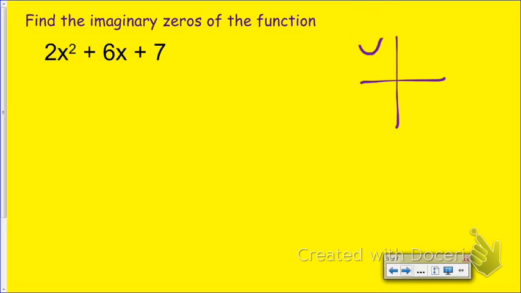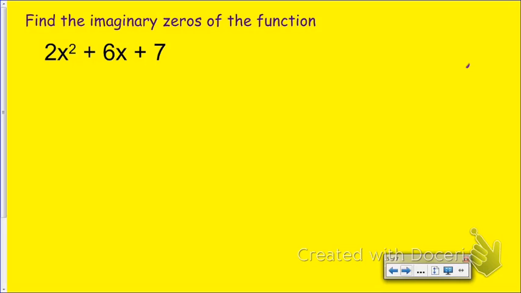Now what's nice about imaginary zeros is they always come in pairs. So for example, if 1 plus i is a zero, then 1 minus i is also going to be a zero. And what we're going to use most often to find our imaginary zeros, or to find all of our zeros if we're unable to factor, is the quadratic formula. So what we're going to do is set this up with the quadratic formula because I know this can't factor. I don't know any numbers that multiply to 14 that add up to 6.